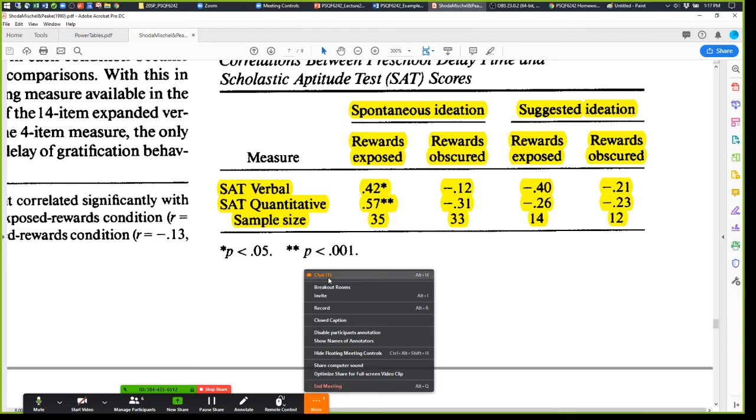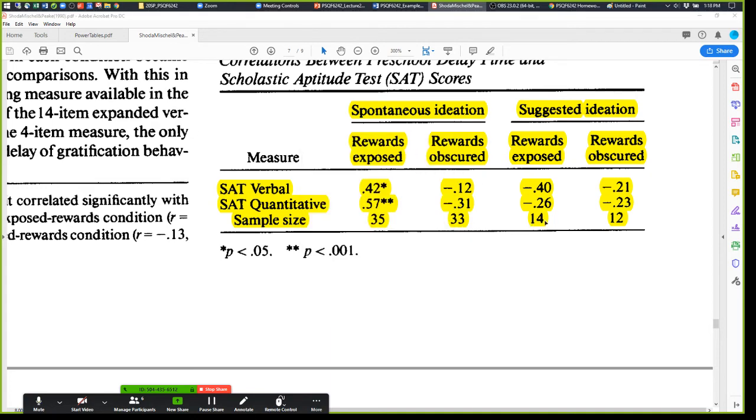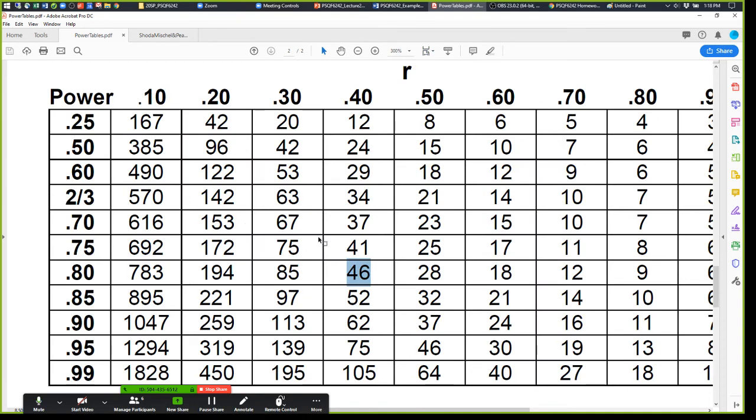Question from the audience here. Sample size, yes, exactly. So with 14 people, what could they have done? Let's go to my power tables. If I check my magical level of power of 0.8, that means I'm accepting an 80% hit rate, 20% miss rate of finding something with 14 people. I need to have a correlation greater than about 0.65. 14 people falls right in between these two numbers.